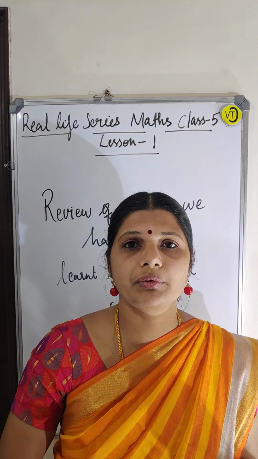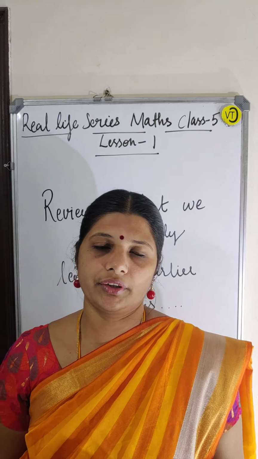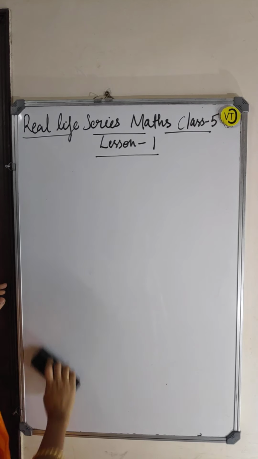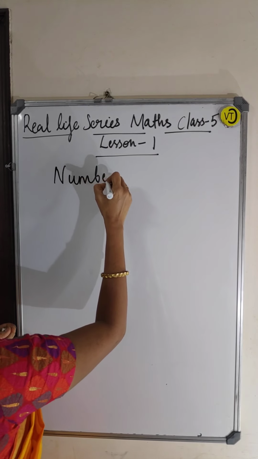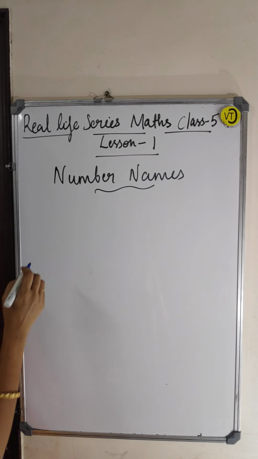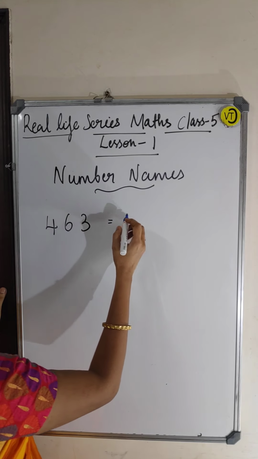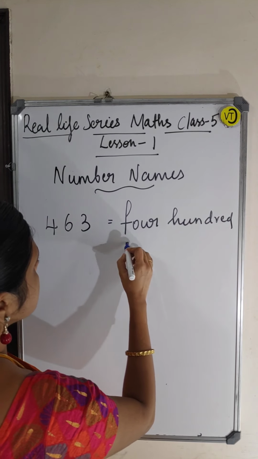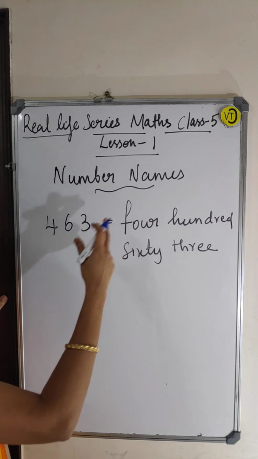What you have learned in the earlier classes, only like a small review I am going to give you. Okay, the first thing is number names. So what does number names mean? Here 463 is there. So how do you write it? This is number names. Okay.